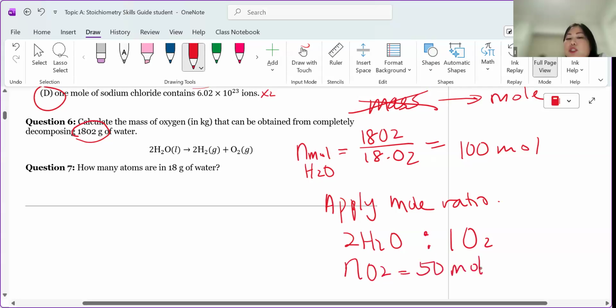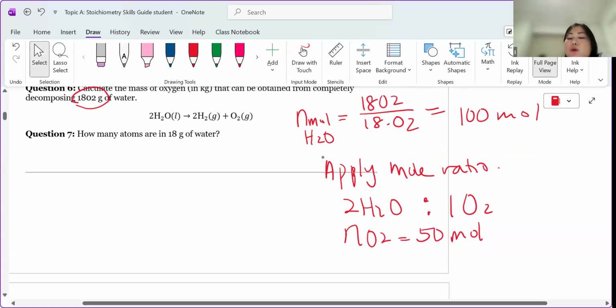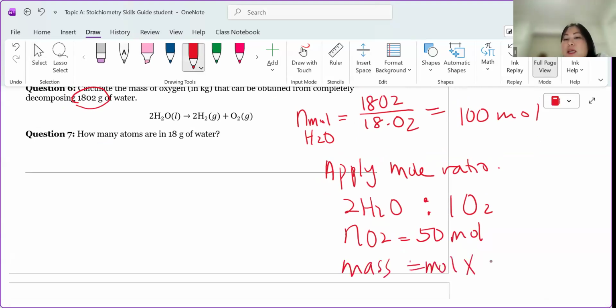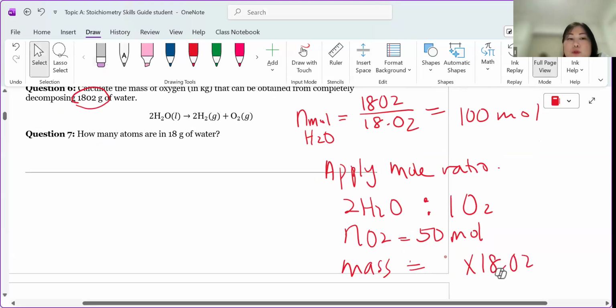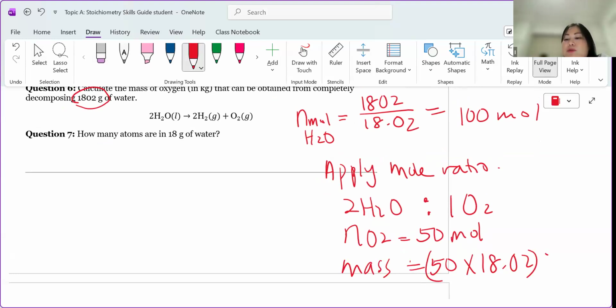But the question is not about moles, it's about mass. So to find mass, we take the moles and multiply by the MR, which is 18.02. So we will have 50 times 18.02. But the question is asking in kg, and this mass is in grams. So the answer is divided by 1,000 to convert to kg. So that will give you around 1.6 kg.